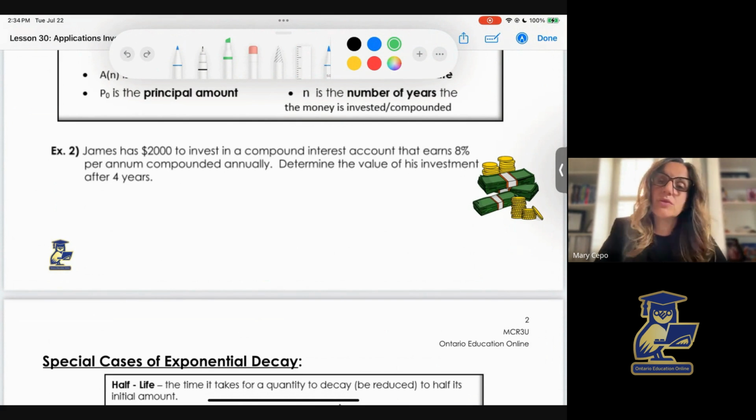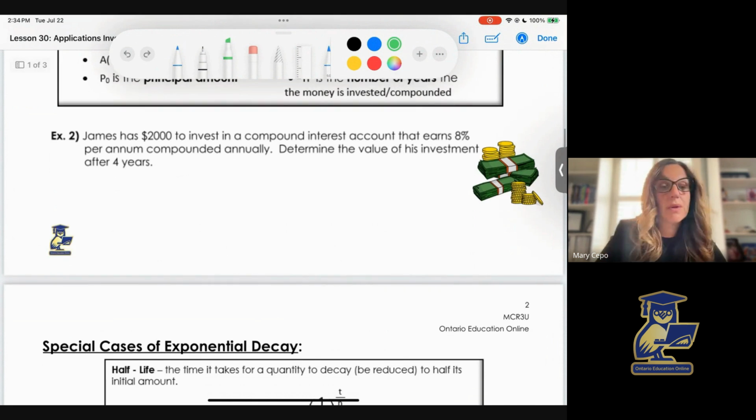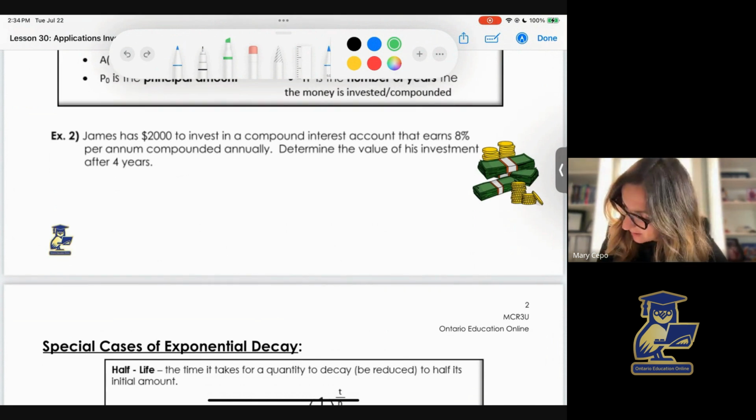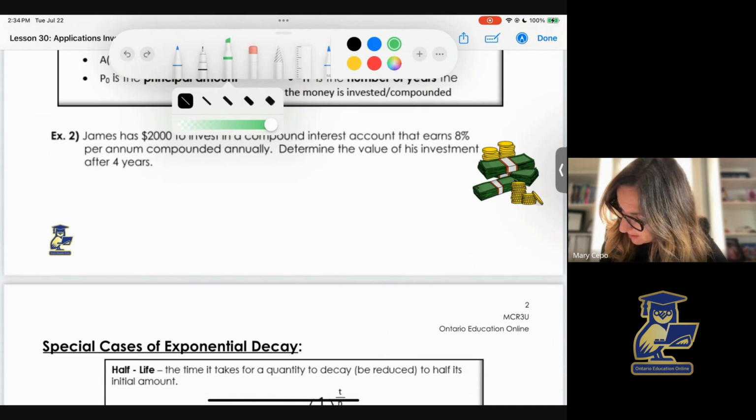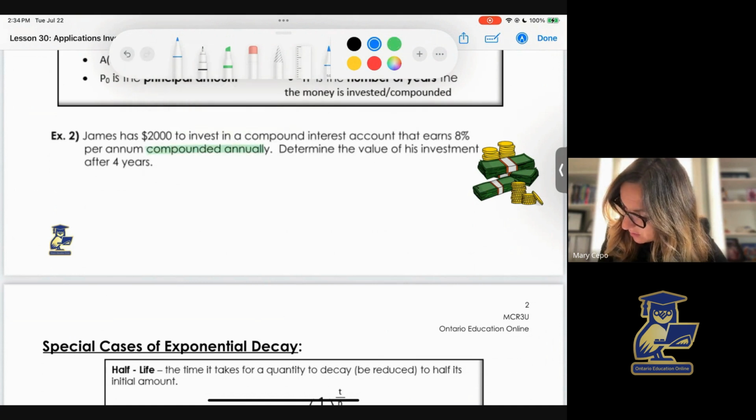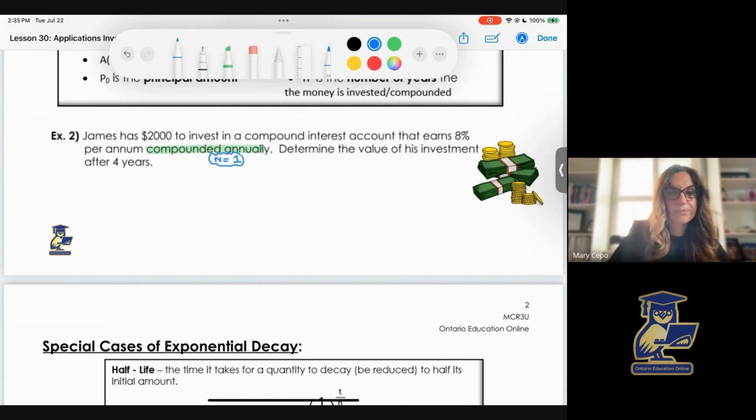James has $2,000 to invest in a compound interest account that earns 8% per annum compounded annually. So I'm just going to highlight that. Compounded annually means once a year, and we usually denote that as capital N, compounding periods. Determine the value of his investment after 4 years.